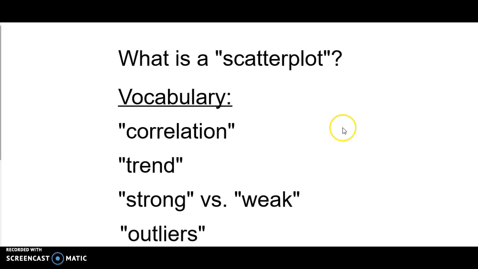As one goes up, does the other one go down? Or is it all spread out? Try just looking at which way the dots move. So again, are they moving upwards in an upward trend, or are they moving in a downwards trend? Strong is when they almost make a straight line, and weak is when they're scattered all over the place. Finally, outliers are points that don't really seem to fit with the rest of the points, like they don't really fit the pattern.